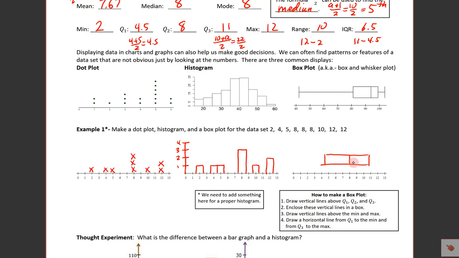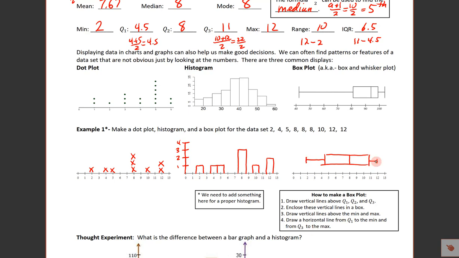Okay, now we're going to draw vertical lines above the min and the max. So the min is 2, so I'm going to draw a little line. And normally we make these a little bit smaller, but if you want to make it as tall as these other vertical lines, that's totally okay. And then let's see, then we make one at the max, and the max, remember, was 12. So 12 is right here. And then we draw a little horizontal line from Q1 to the min. So Q1 down to the min looks like this. And from Q3 to the max, so that goes like this.